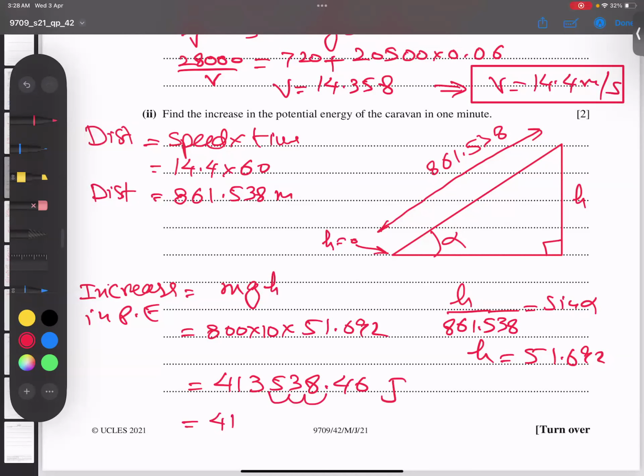So 414 kilojoules is our answer. And make sure you talk about the caravan, okay, not the whole object, not the whole system. You need to talk about the caravan. Okay, I hope the concept is very clear. And the question is, Alhamdulillah Rabbil Alameen, clear.